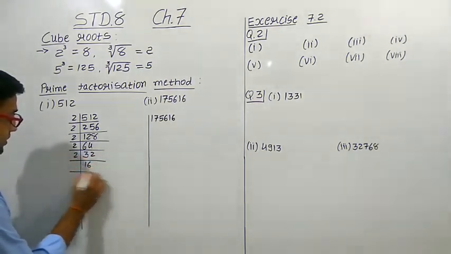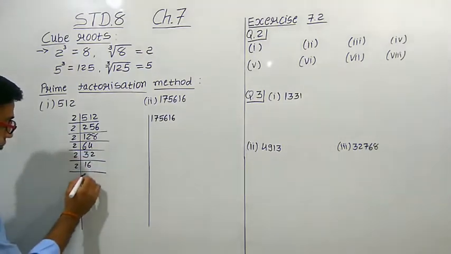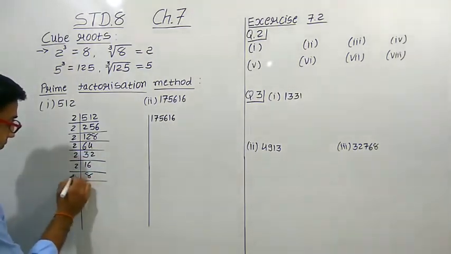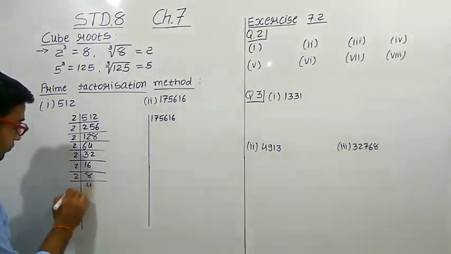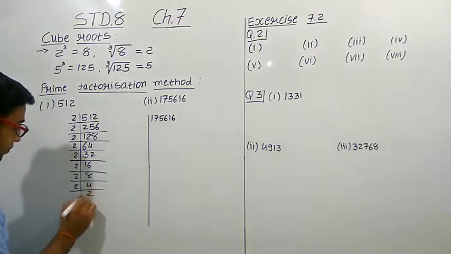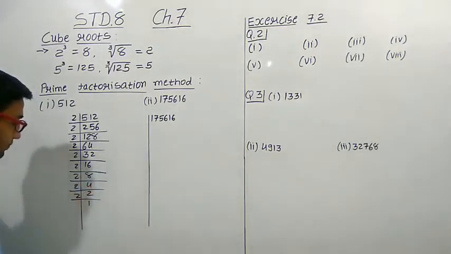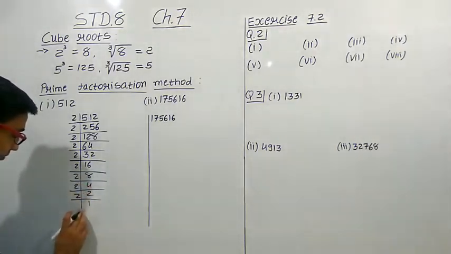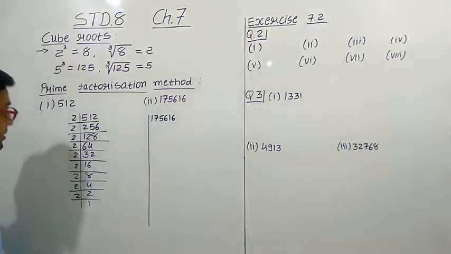Again we get 16. Again we divide it by 2, we get 8. Again divide it by 2, we get 4. 2 2s are 4, and 2 1s are 2. So this is the prime factorization of the number 512.